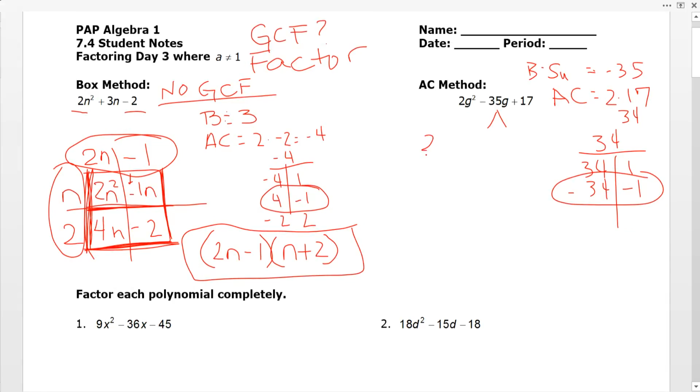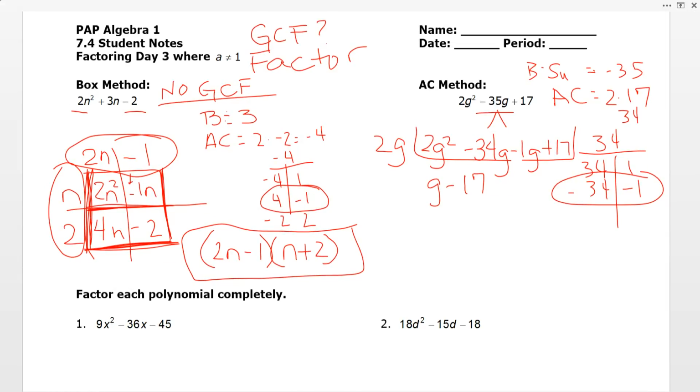So I'm going to write my 2g squared. Instead of my negative 35g, I'm going to put minus 34g minus 1g plus 17. So my 17 is still there. I'm going to find my greatest common factor of the first two and the second two. So when I have 2g squared and negative 34g, I'm going to take out a 2g. And when I divide, I end up with g minus 17. On the other side, I don't have a common factor, so 1 is going to be my greatest common factor.